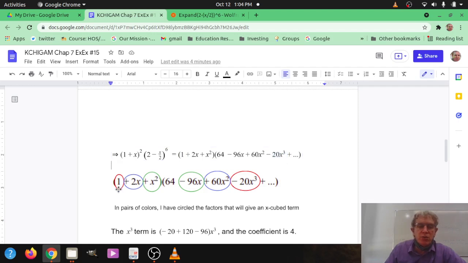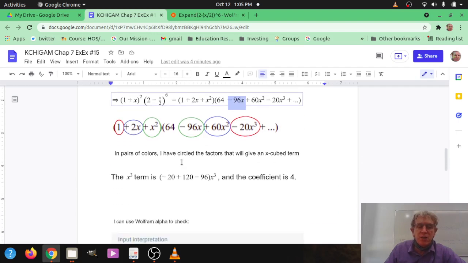So that's encircled in red there. I'm going to get my first product. That will give me an x cubed term. Then circled in blue, 2x, I would need to multiply by an x squared term. That'll give me 120x cubed. And then circled in green, x squared, I would need to multiply by an x term. So that will give me minus 96x cubed.